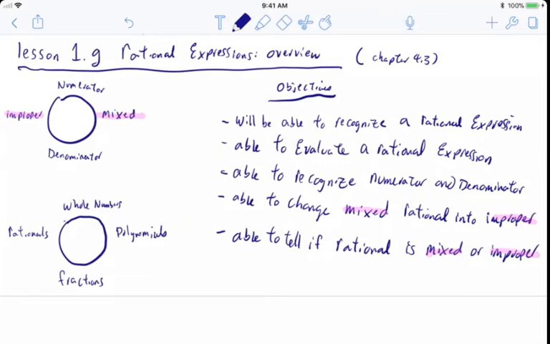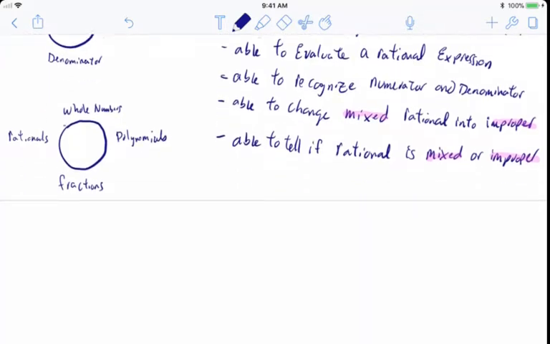I want you to recognize the numerator and the denominator, two parts of a rational expression, and then I want you to be able to change a mixed rational into an improper one and to tell if a rational is mixed or improper. This is going to be a fairly light video, and then we'll get into the heavier business in future parts of the lesson. So let's start.